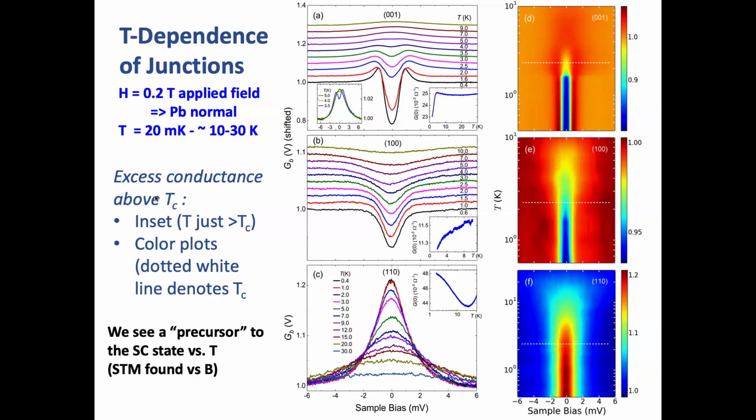The color plot on the right side is just telling you that temperature is going up in each of those plots. The white dotted line is where TC is. The take-home message here is that we don't have an explanation, but unlike a simple conventional superconductor, stuff is going on above TC in all three crystallographic orientations. Okay, so that's the takeaway.